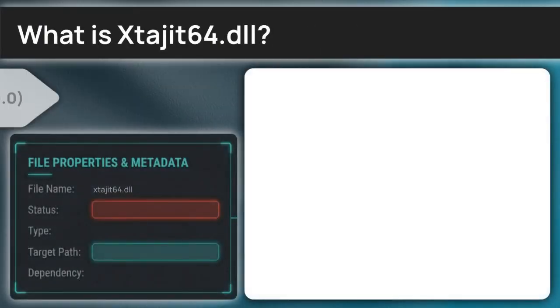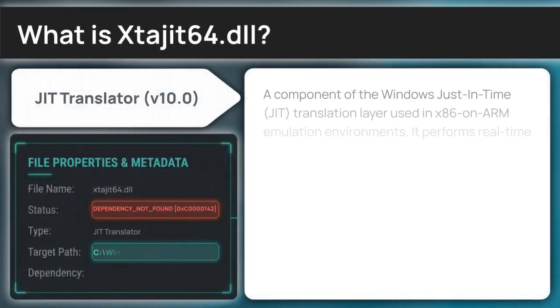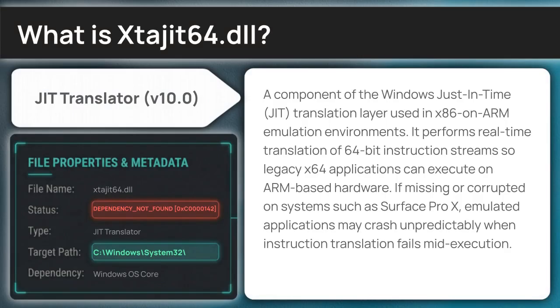This is the XTA just-in-time compiler 64, a component of the Windows just-in-time (JIT) translation layer used in x86 on ARM emulation environments. It performs real-time translation of 64-bit instruction streams, so legacy x64 applications can execute on ARM-based hardware. If missing or corrupted on systems such as Surface Pro X, emulated applications may crash unpredictably when instruction translation fails mid-execution. With that background out of the way, here is how we actually restore the missing component.